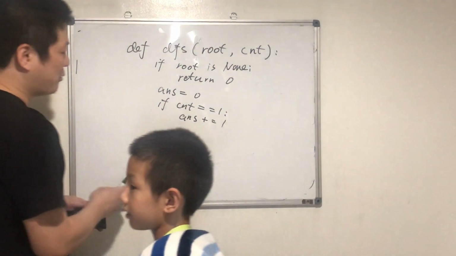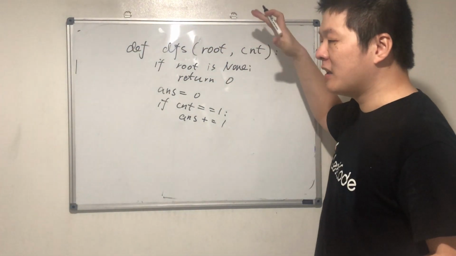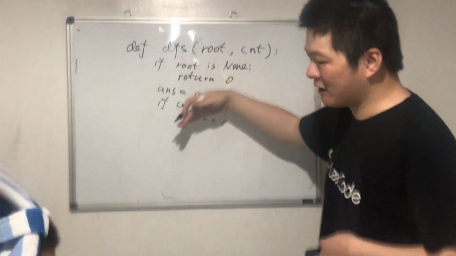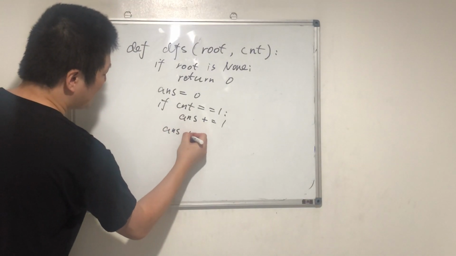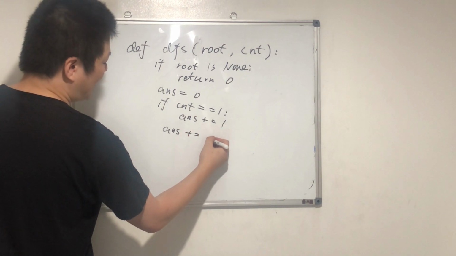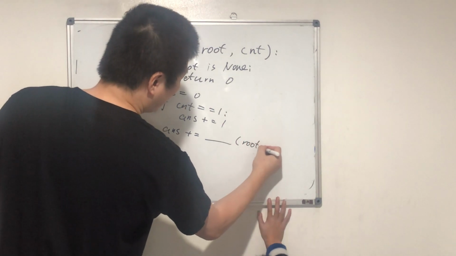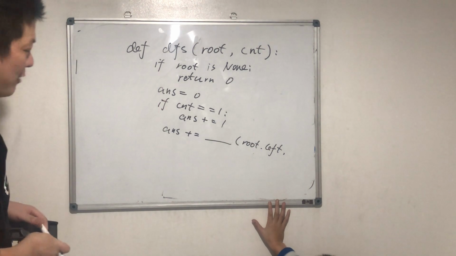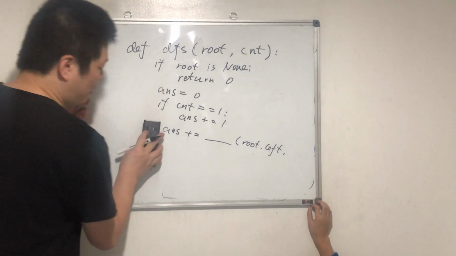Then what should we do? This function will return the number of only children in this root's subtree. So we also need to add to the answer plus equals what? Can you write it here? This is root.left, and then what? Okay, we are missing something here.